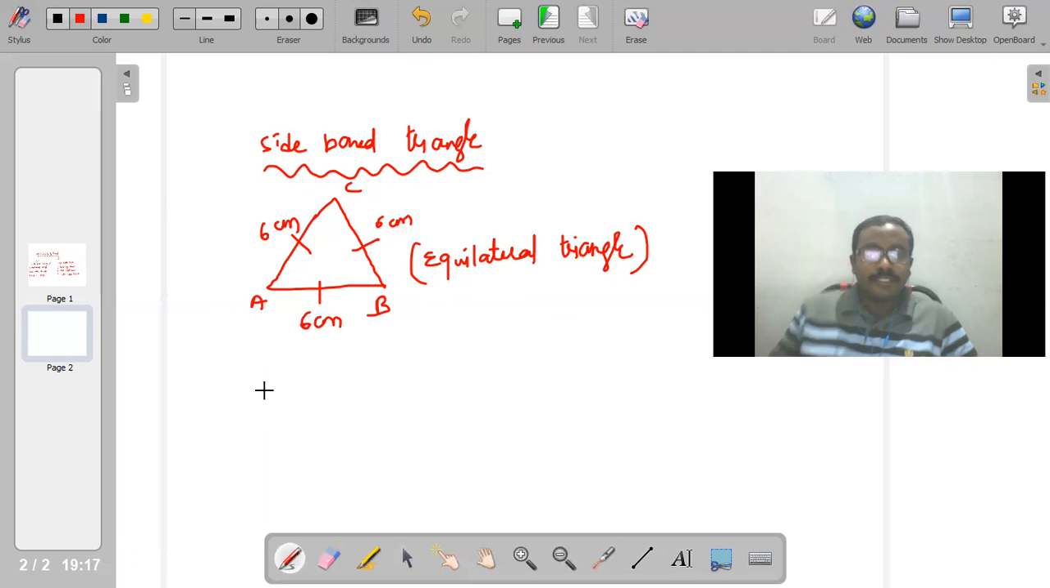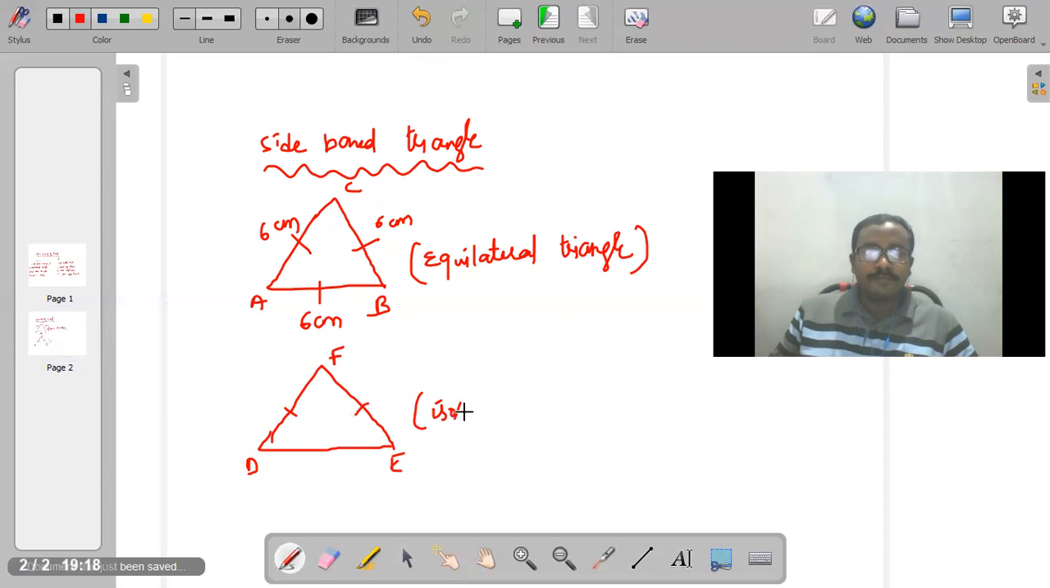Now the next one is the isosceles triangle. In an isosceles triangle, any two sides are equal. Previously I took the vertices as ABC; now I'm taking DEF. So DEF is a triangle. As I told you, in an isosceles triangle any two sides are equal. If this side and this side are equal, then this type of triangle is an isosceles triangle.